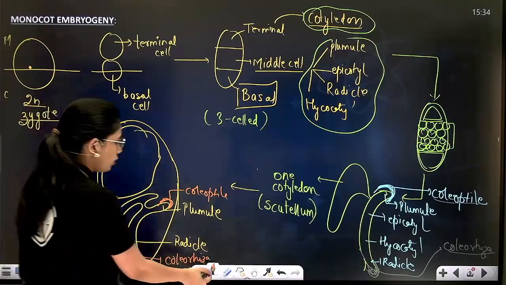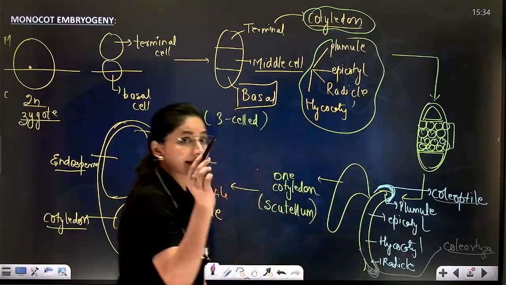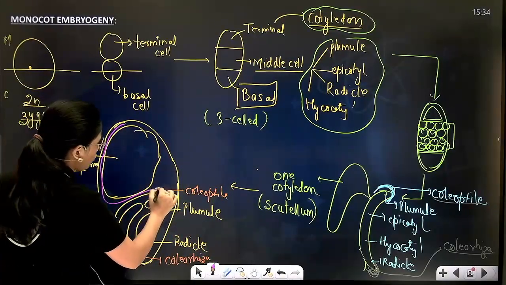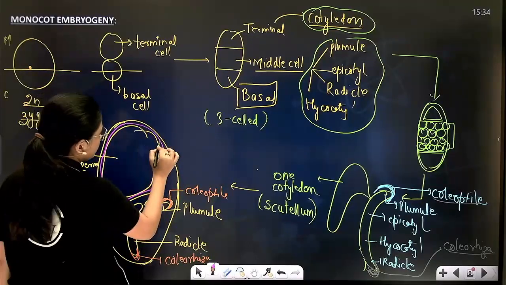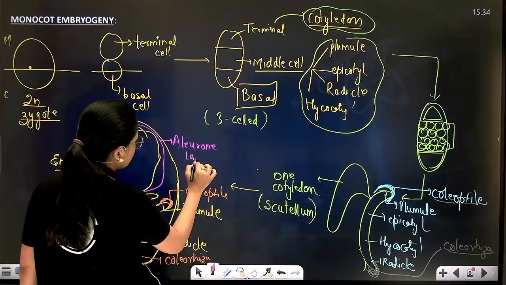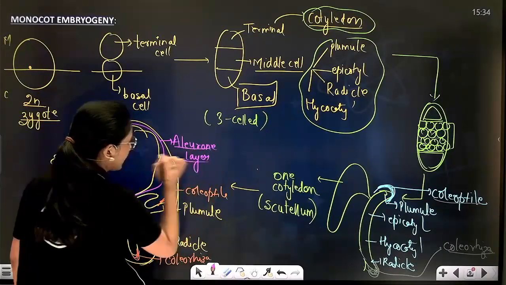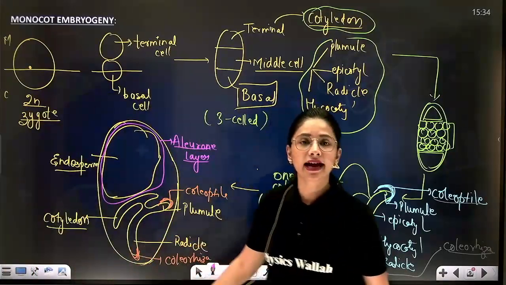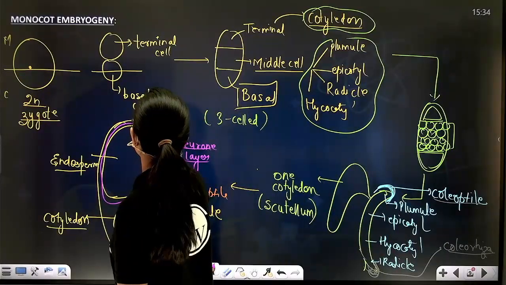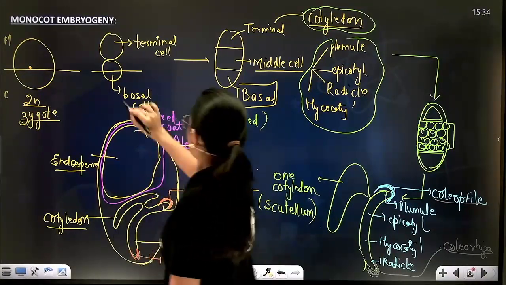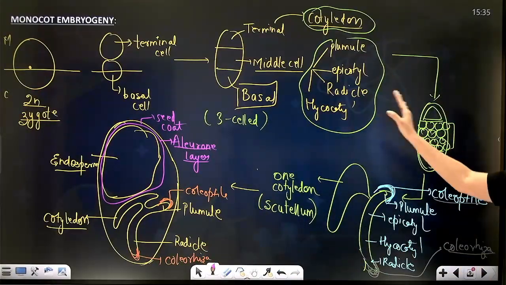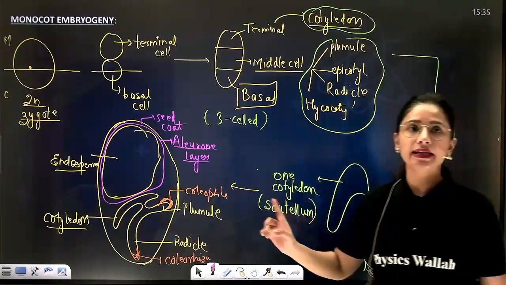Now, endosperm and cotyledon in monocots are separated by a proteinaceous layer, usually called the aleurone layer. Correct? Now, can you just recall this diagram of the monocot seed? And the outermost covering is definitely the seed coat. So this is all about monocot embryogeny. I hope you all have understood all the points, so I'm just repeating it once again.